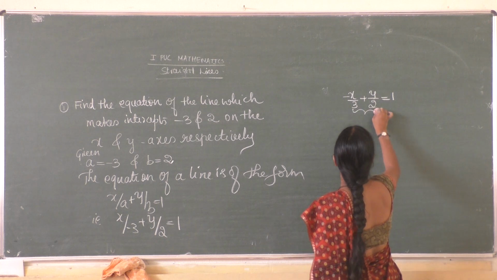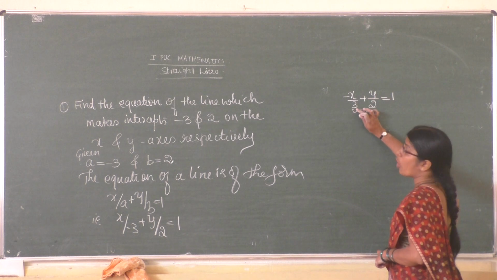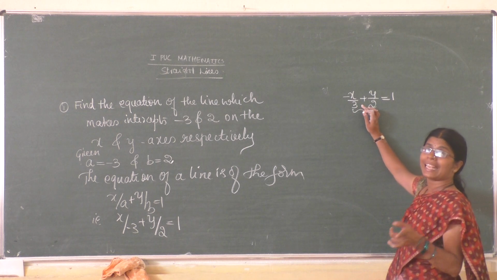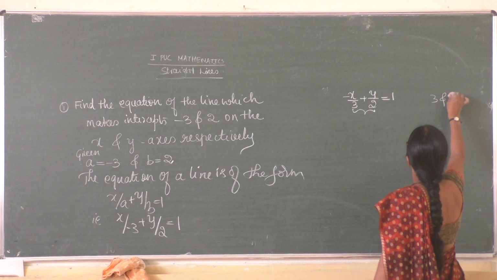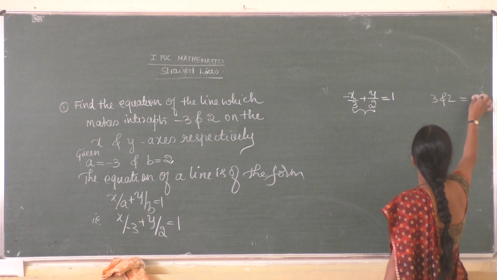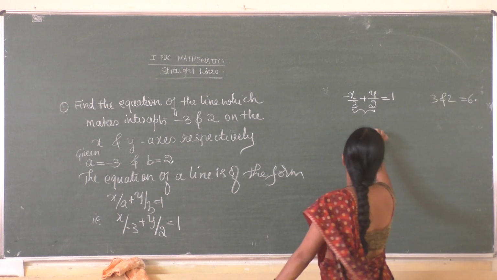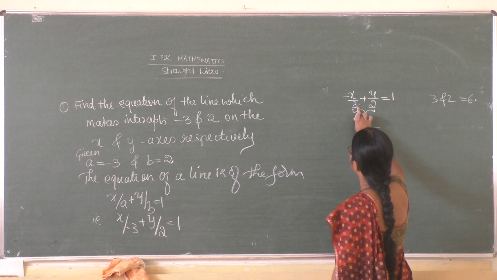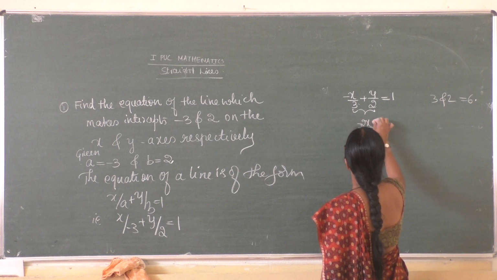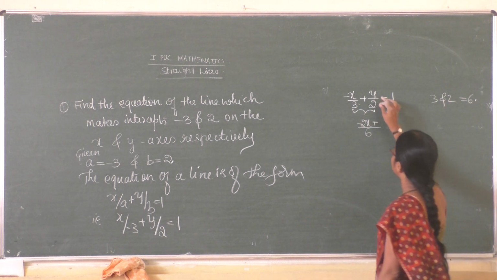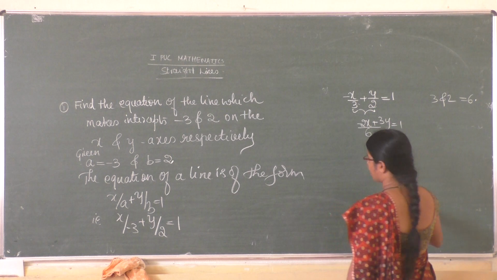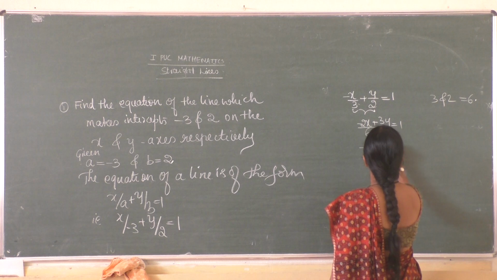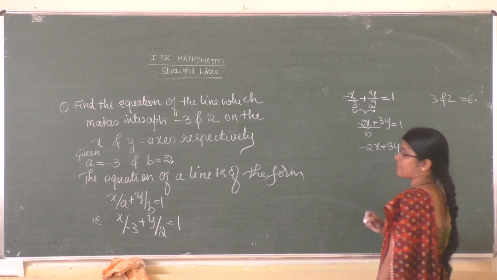So 3 and 2, you have to add this. Denominator is different, which means you have to take LCM. 3 and 2 are relatively prime, so LCM is 6. Here we multiply this by 2, so we get minus 2x, and here multiply by 3, 3y equal to 6. Then we have minus 2x plus 3y equal to 6.